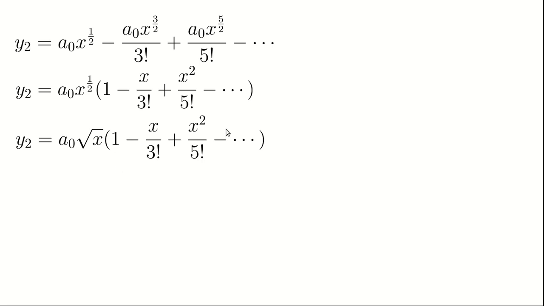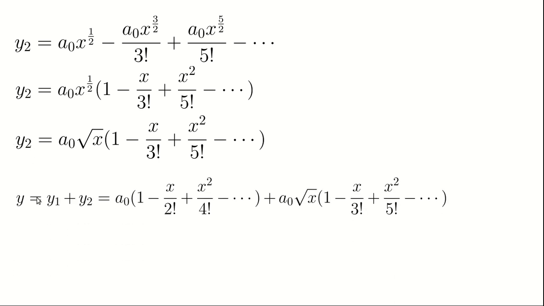So if this is y2, then the solution to the original equation will now be the summation of y1 and y2. So we have y equal to y1 plus y2, which is equal to this expression plus this expression. And that's all. If you look at this expression, it might not look like one of these special types of series, so you can just leave it that way.